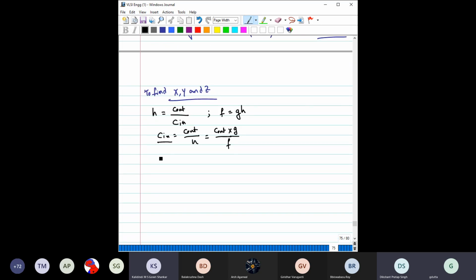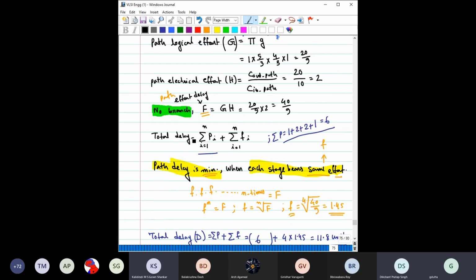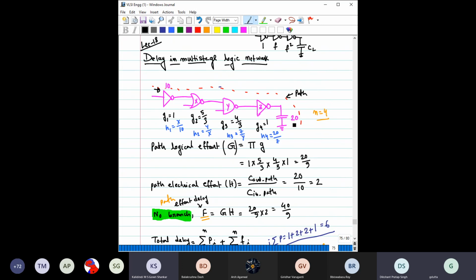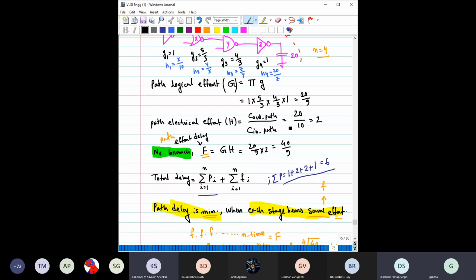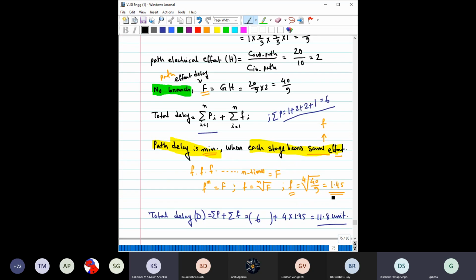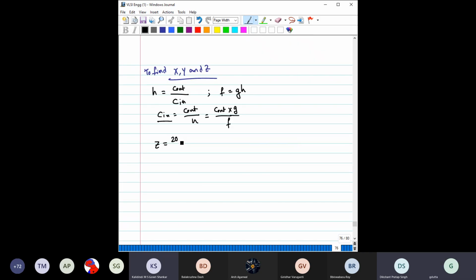So here we will start from this Z. That Z would be equal to C out. If you see this here, C out is equal to 20, into G, which is 1, by F. F is 1.45 for all stages. We have already seen 1.45. So 20 cross 1 by 1.45 would give you 13.79. So the value of Z should be 13.79. In the same way, you can find Y.